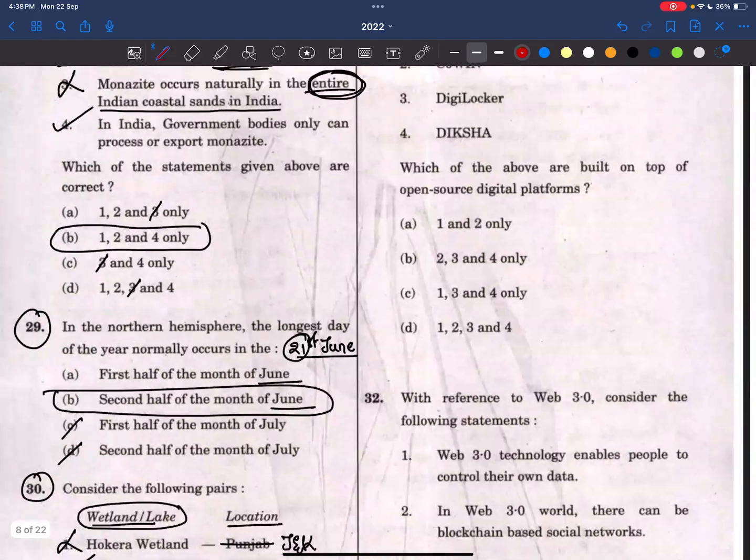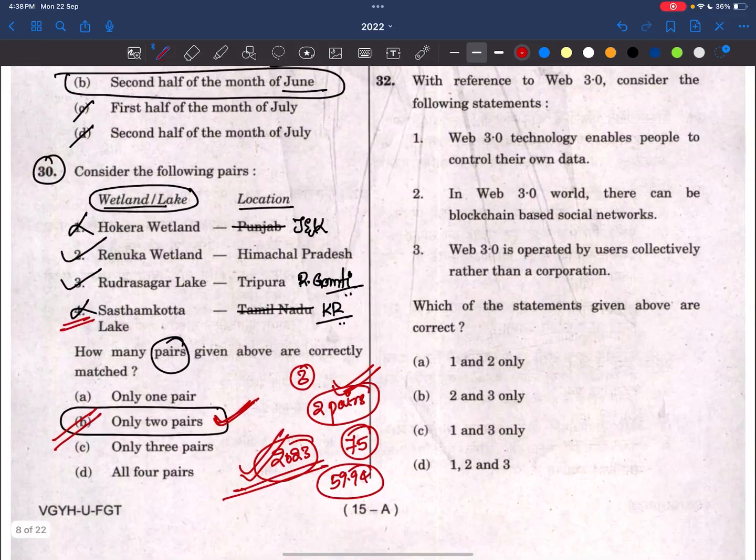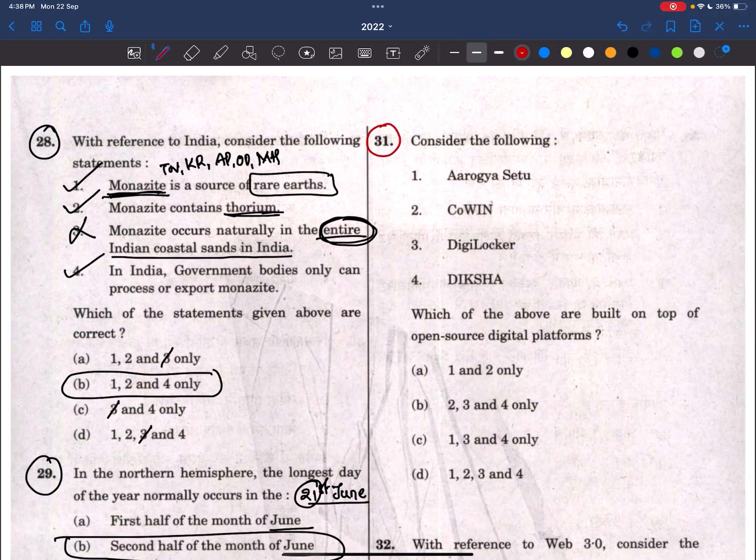Okay, we got the answer right. Now we have also read about these wetlands and the importance of wetlands and lakes, right? Coming to the 31st question. Consider the following.